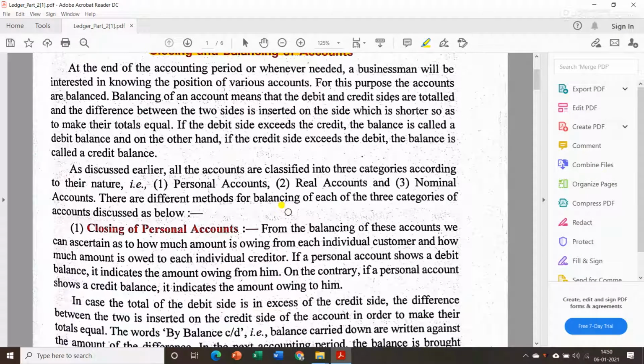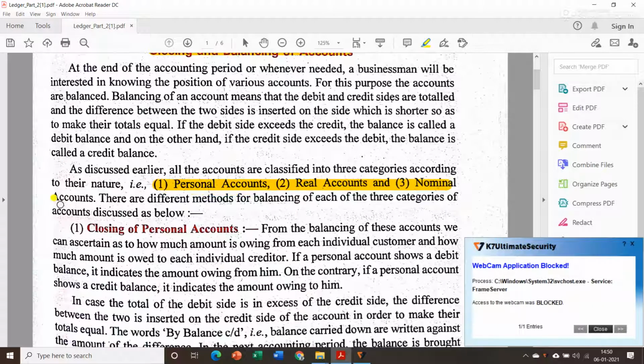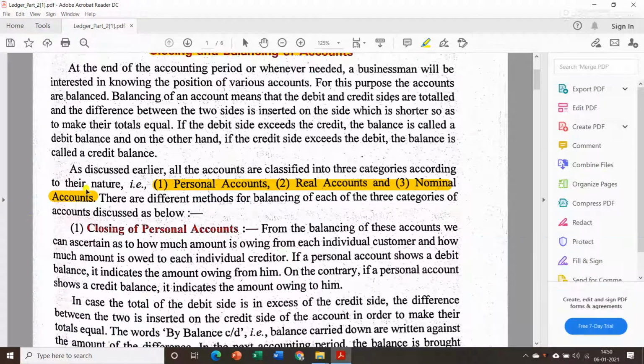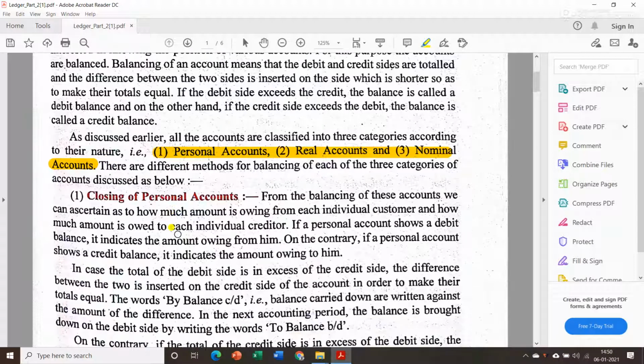For the cash book it's easy, we have already seen how to do it, but in the case of the ledger we first have to see what kind of accounts we are going to close and balance. As we have already seen in the journal section, accounts are divided into three parts: first personal accounts, second real accounts, and third nominal accounts. All of these three have different rules and different methods of balancing.